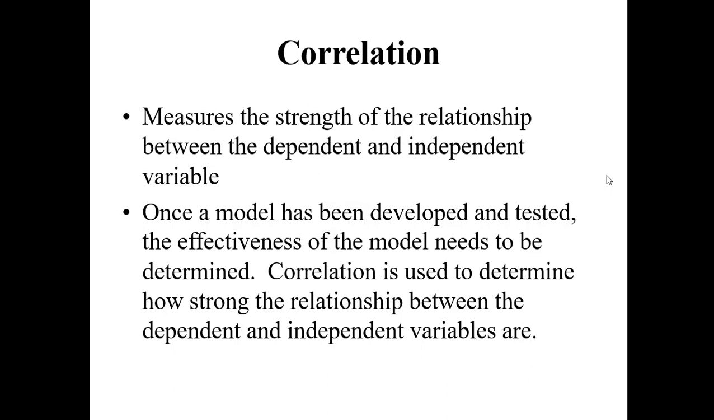If the number of variables is more than two, then in that case we will calculate the coefficient of determination, and from the coefficient of determination we can easily get correlation. But the formulation for two variables, in which one is dependent and one independent, is different from that for more than two variables. Once a model has been developed and tested, the effectiveness of the model needs to be determined. So correlation is used to determine how strong the relationship is between the dependent and independent variable.